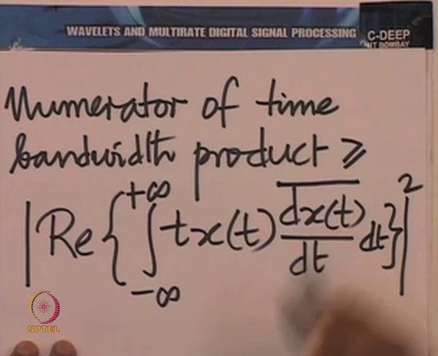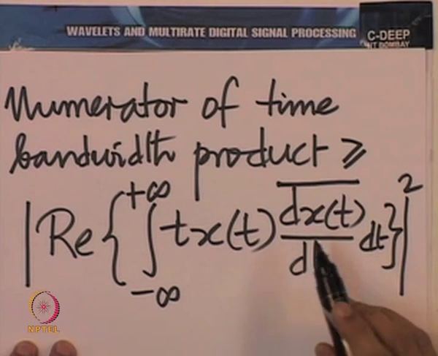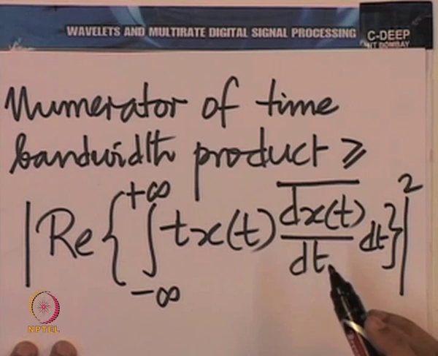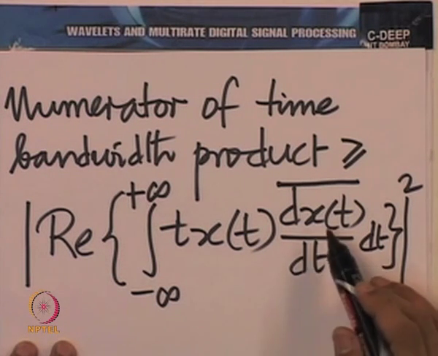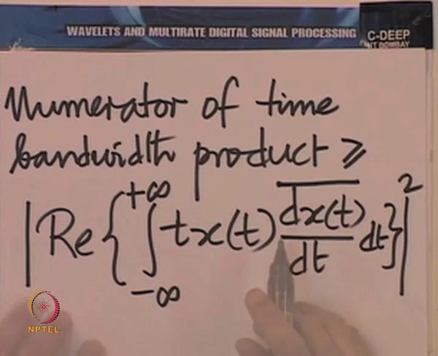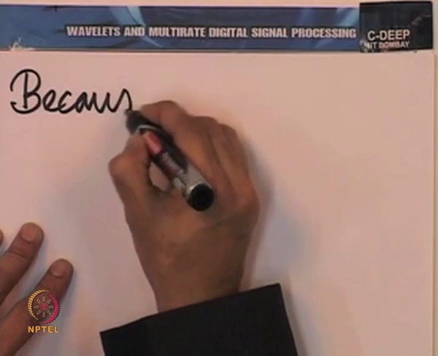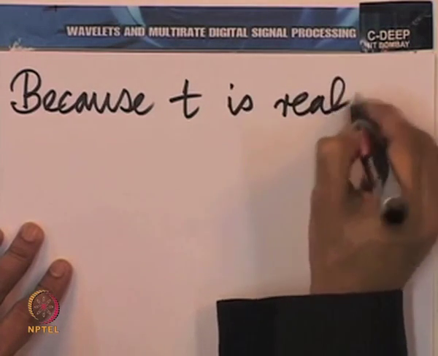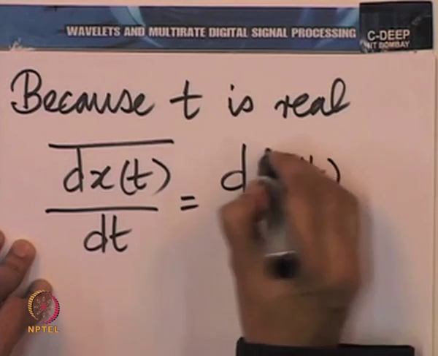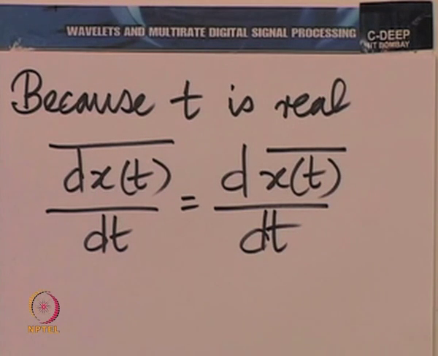Now, a remark about this part, this complex conjugate. We are taking the derivative of a possibly complex function x of t with respect to the real variable t. So, the complex conjugate of dx(t)/dt is also the derivative of the complex conjugate of x(t). What I am saying in effect is that because t is a real variable, the conjugate of dx(t)/dt is also dx bar(t)/dt, and I shall employ that in this expression first.